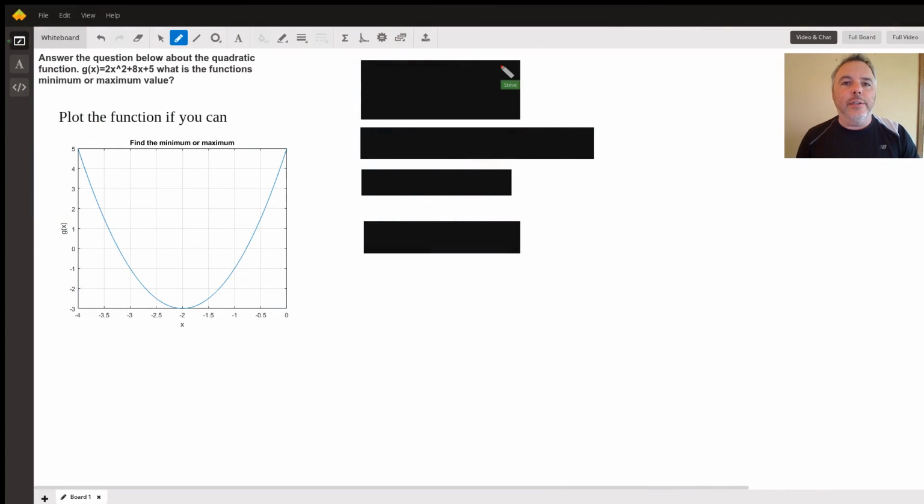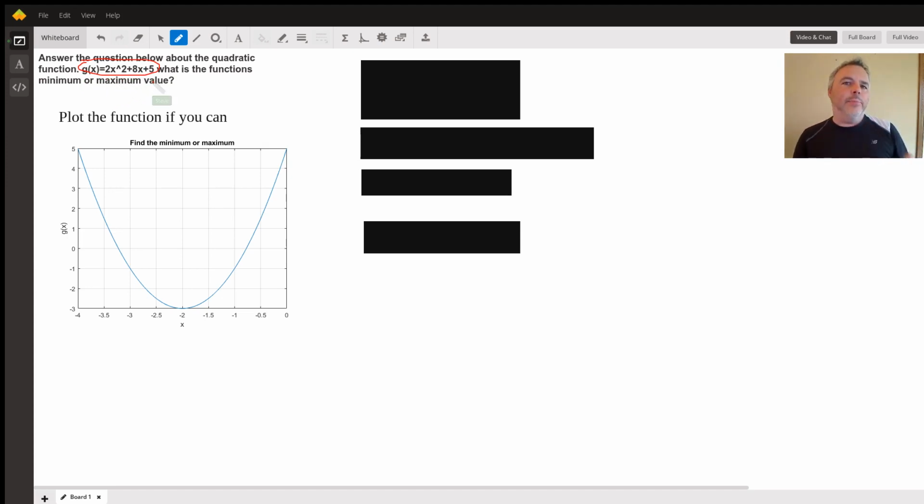Again to answer a fun question using the quadratic formula. Find the local minimum or maximum of a function. So here is the equation that was given. So g of x equals 2x squared plus 8x plus 5.